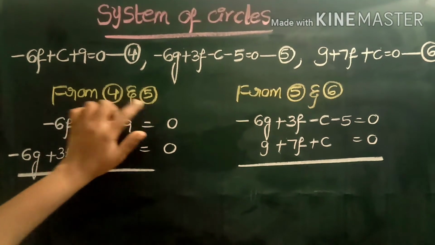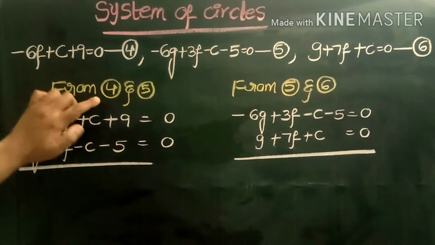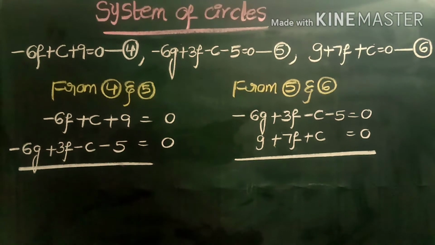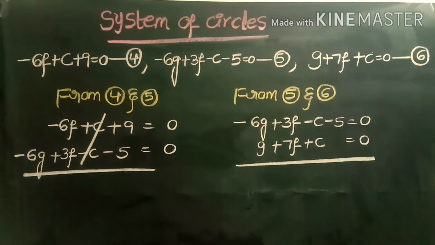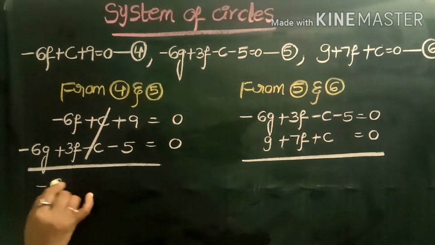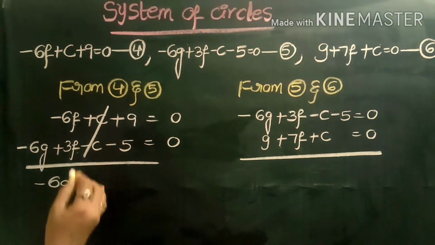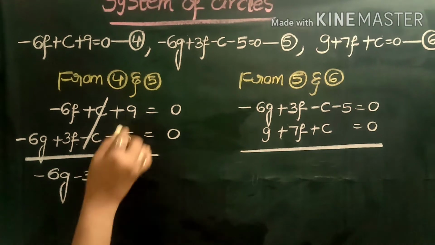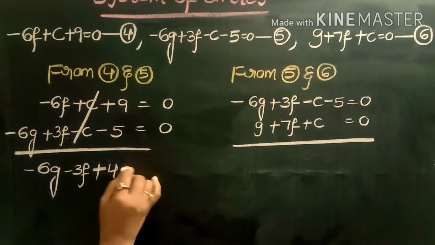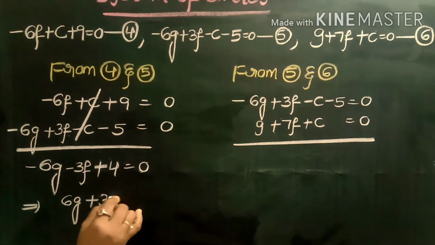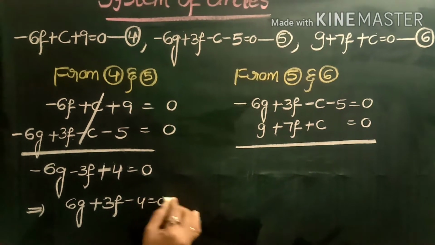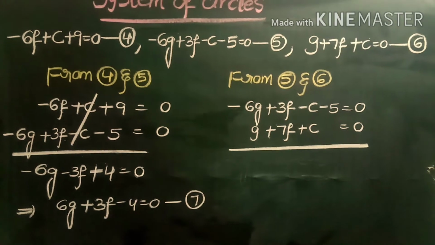So first we take the equations 4 and 5. So from the equations 4 and 5, this is the fourth equation, fifth equation. So here we are adding both of the equations. Here plus c and minus c gets cancelled. Now the remaining terms are minus 6g, minus 6f plus 3f, minus 3f, 9 minus 5 plus 4 equals to 0, which implies 6g plus 3f minus 4 equal to 0. So equation 7. Now this is the seventh equation.